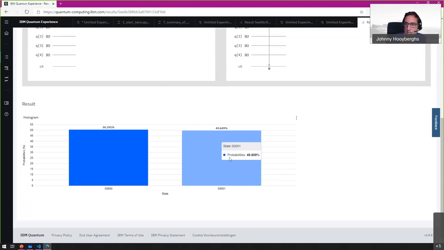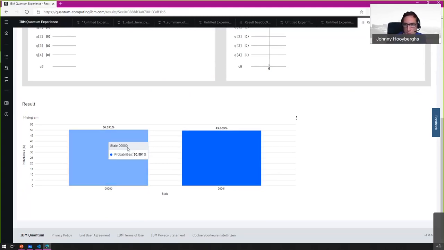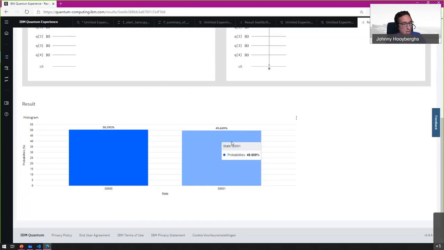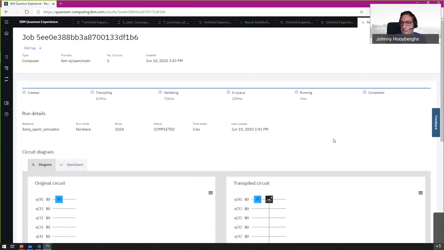Again, the state is 00001 because we have 5 qubits, but we only used the top qubit, so it's the 1 in the end, and here it's the 0 in the end. So that's basically what IBM Q looks like. So you can just drag and drop your circuit, and then you can experiment with the final end results.